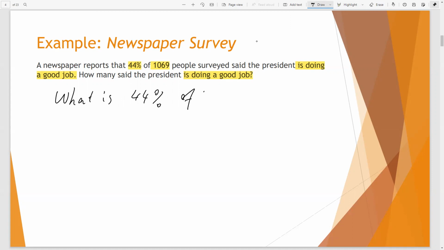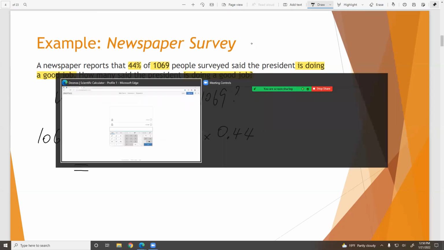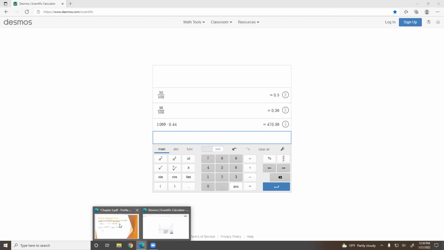But this one is simply asking what is 44% of 1,069. That's 1,069 multiplied by 44%. Converting to a decimal will be the easiest way to do it, right? 0.44. And we just use the calculator: 1,069 multiplied by 0.44 gives 470.36.